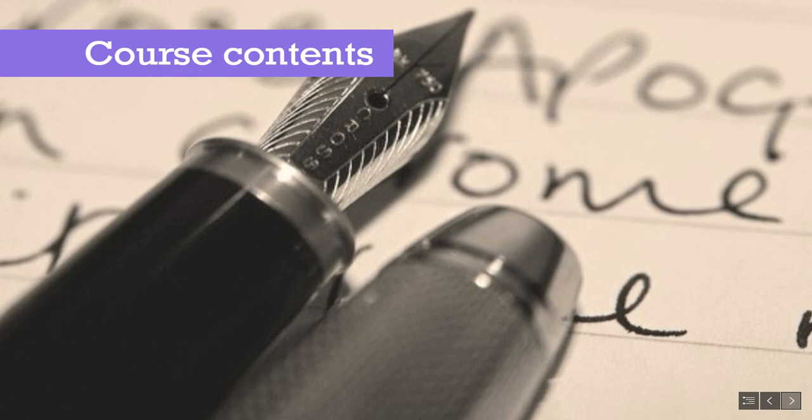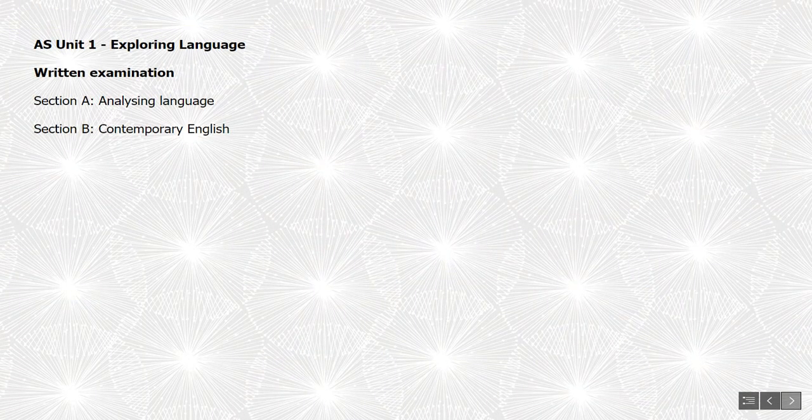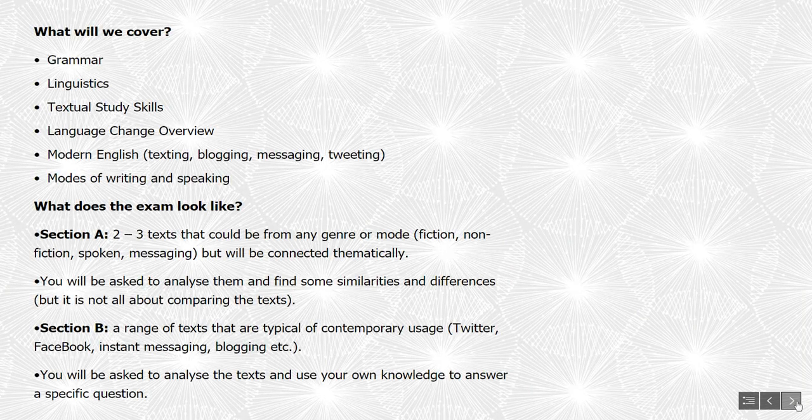Course contents. AS consists of 2 units, both of which are examination units. AS Unit 1 is called Exploring Language and comprises 2 sections, Section A, which is Analysing Language, and Section B, Contemporary English. And the type of things that are covered, you can see on the slide here: grammar, linguistics, textual study skills, a language change overview, modern English, so looking at features such as texting, blogging, messaging, and tweeting, and lots of different modes of writing and speaking.